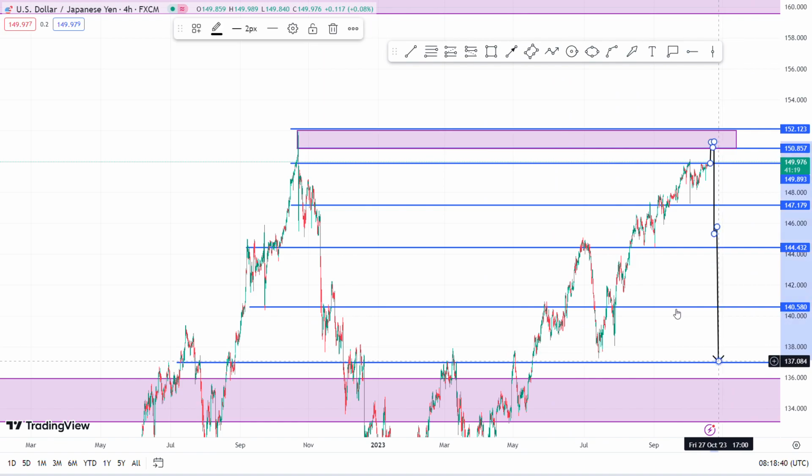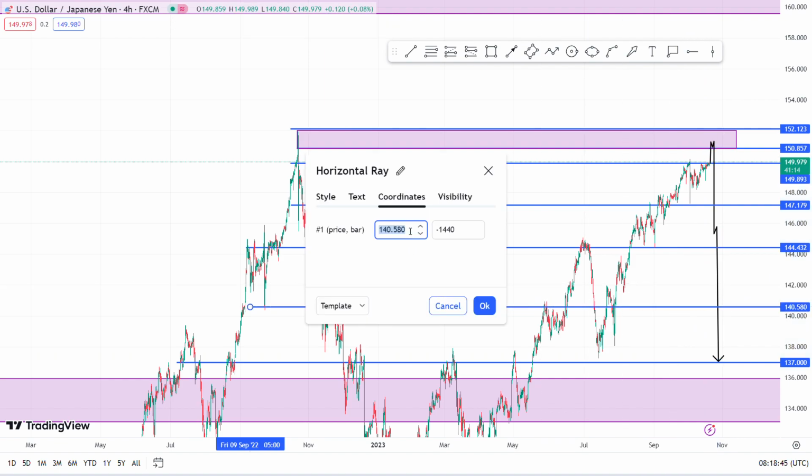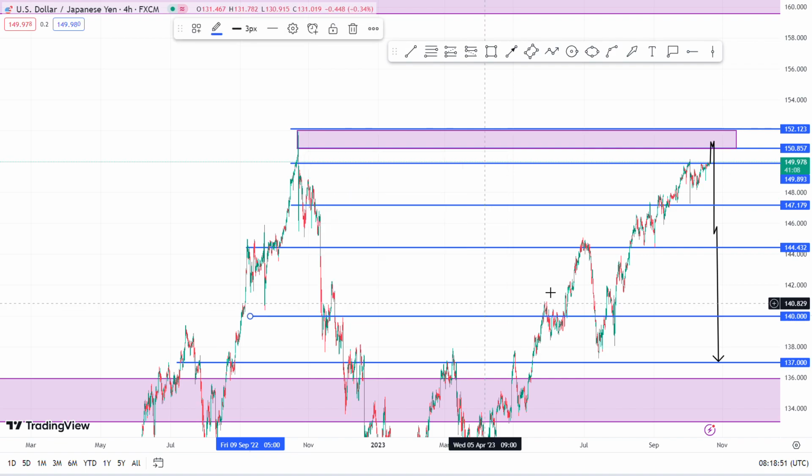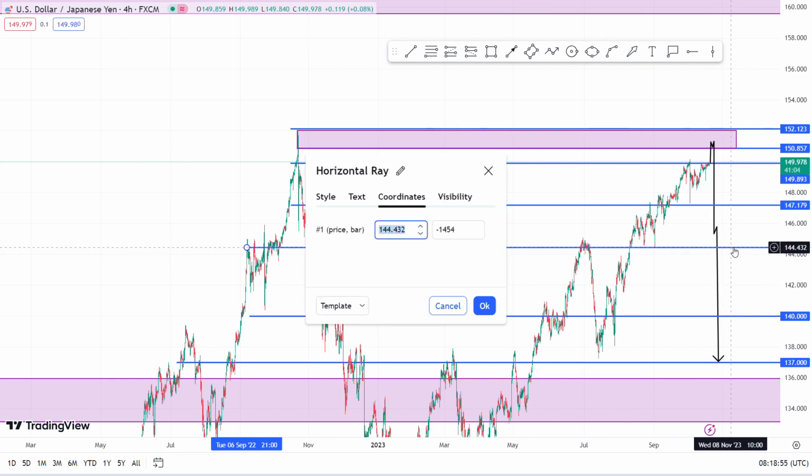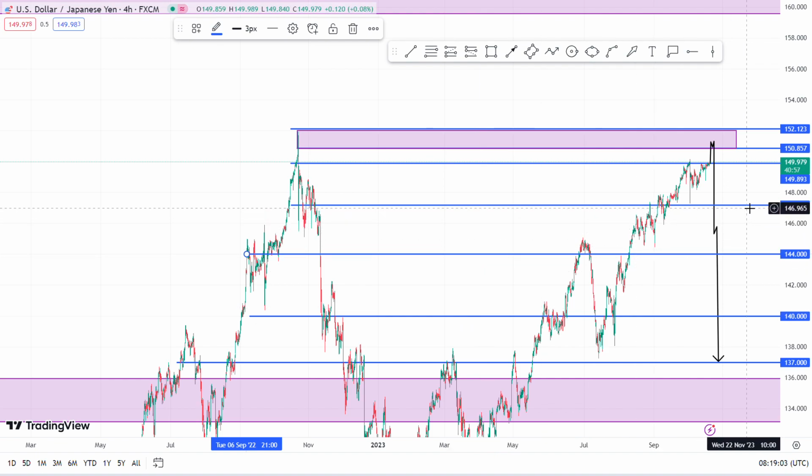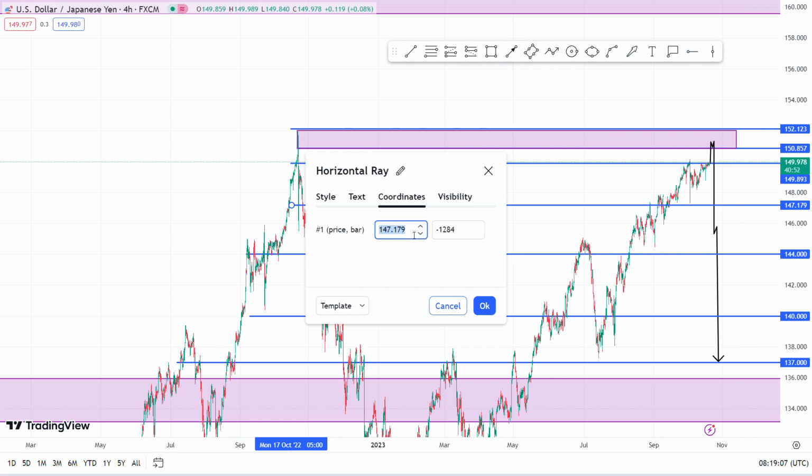I think next time I'm going to teach you guys how to spot round numbers. Trust me, these numbers, they are hackers to the market. Trust me. This one, 147.